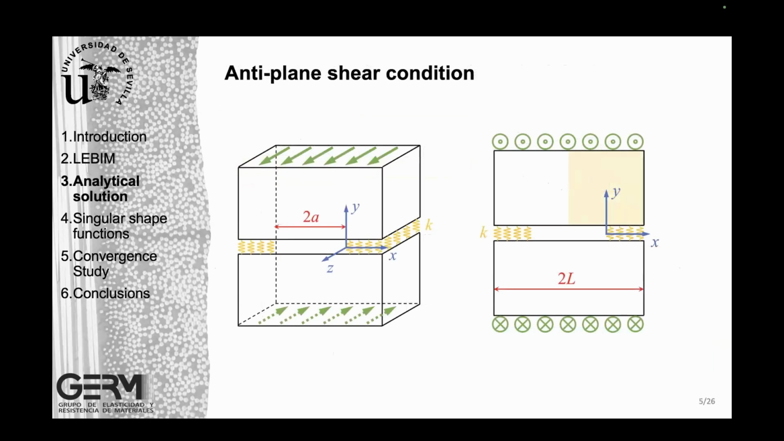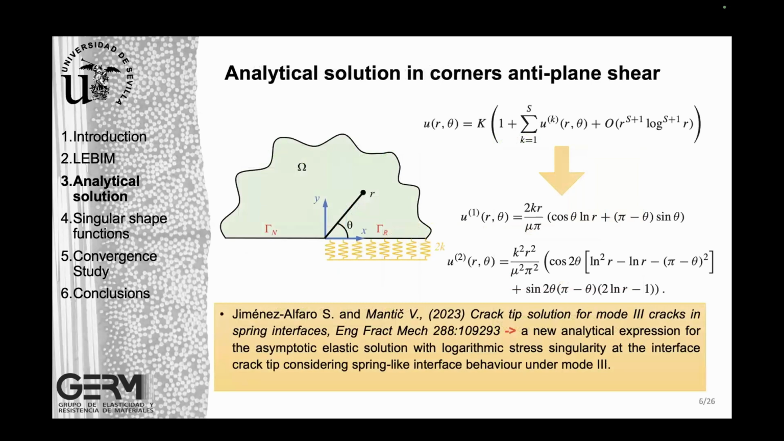So what we are presenting now, we are focusing only on the antiplane shear condition, which is basically the joining of two solids by an interface, and we have a crack in the middle, and the boundary conditions work as antiplane shear. The way we propose the new element is based on the analytical solution very recently proposed by Jimenez and Mantic in 2023. And the aim was to include these solutions within the finite element, the new crack tip element.